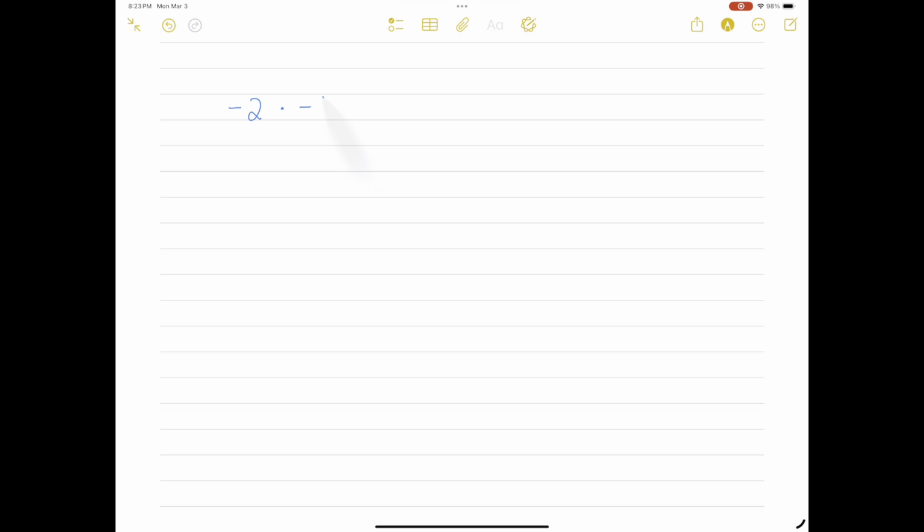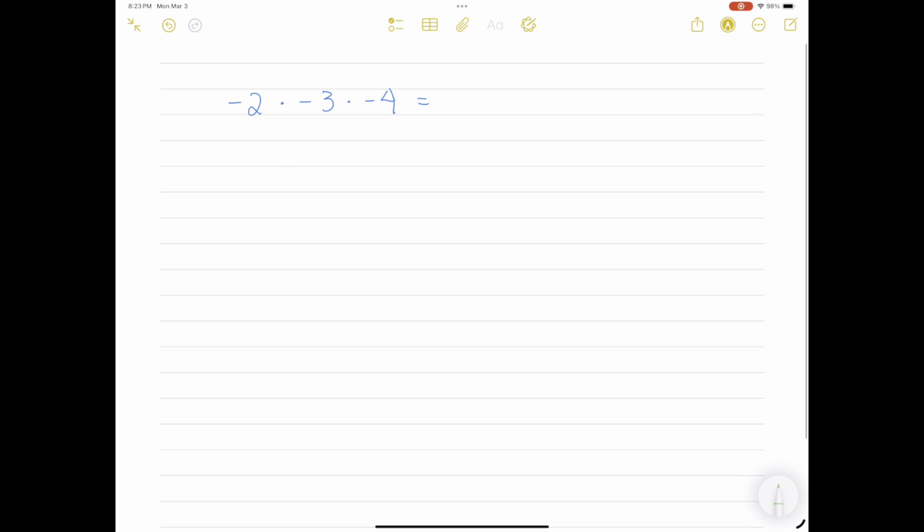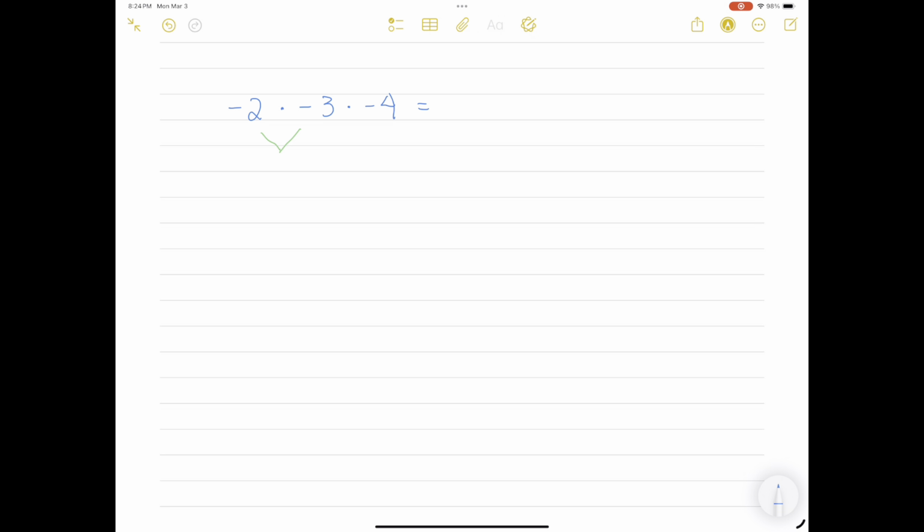Negative 2 times negative 3 times negative 4. What does that equal? First, we multiply negative 2 times negative 3, which equals positive 6. We write that on the line below, and we bring down the rest of the equation times negative 4. So now we have 6 times negative 4, which equals negative 24. We box our answer.